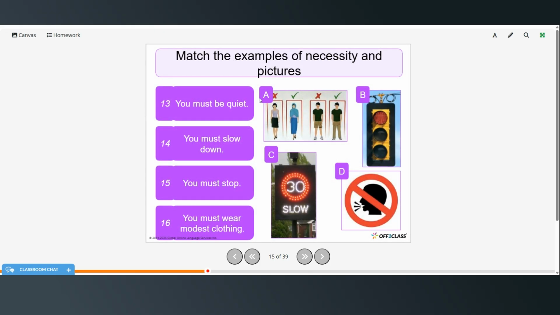So now match the examples of necessity with the pictures. You must be quiet would go with picture D. You must slow down, picture C. You must stop, picture B. And you must wear modest clothing, picture A.